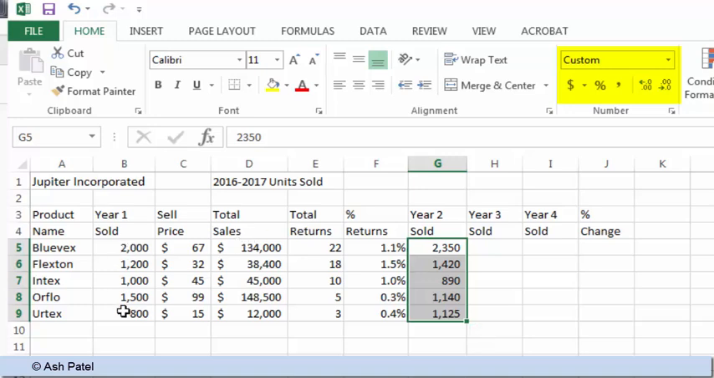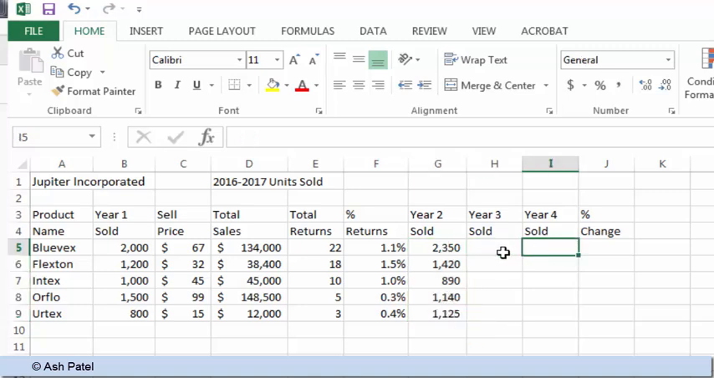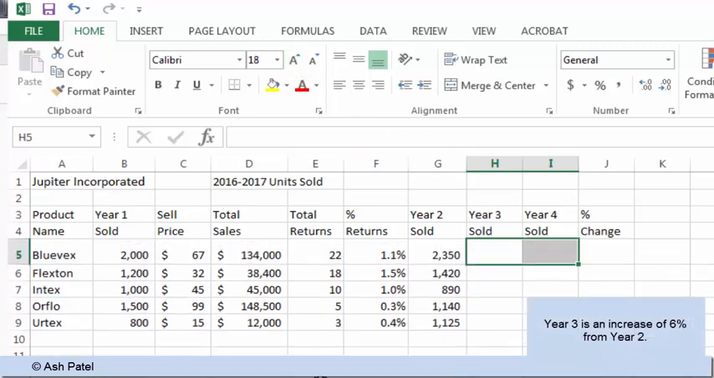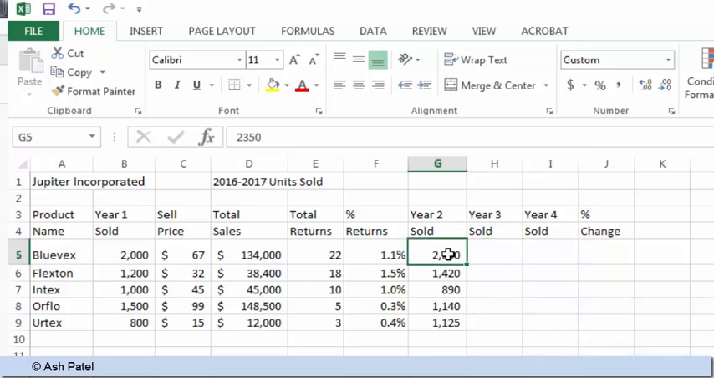So we had this many units sold in year 1. The next year, we sold this many units, right? And year 3 and year 4, we're going to use a calculation to figure out what we think might happen. So this might be 2018, 2019, and so on. So in year 3, I'm actually projecting we're going to sell 6% more. Okay. Now, it's this plus 6% of that.